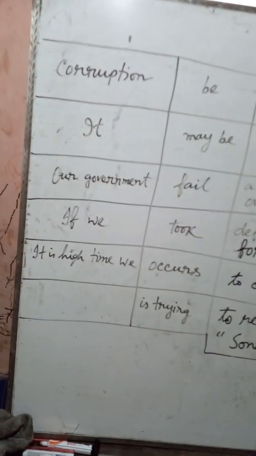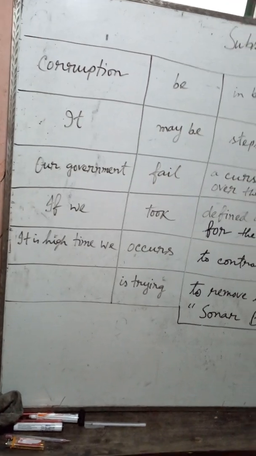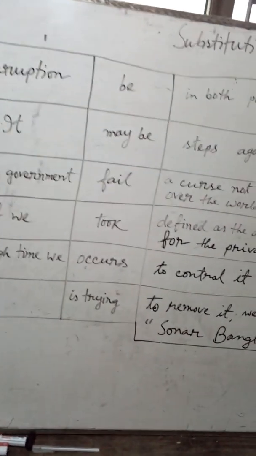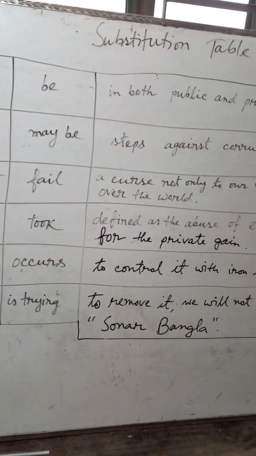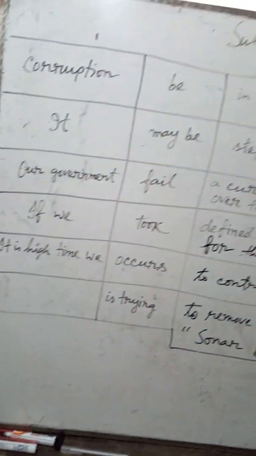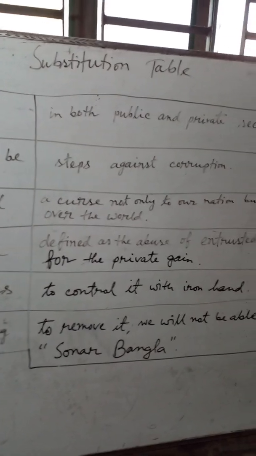We have completed 5 sentences and we have one more left. And what will be the last sentence? It is high time we took steps against corruption. It's high time we took steps against corruption. Okay?